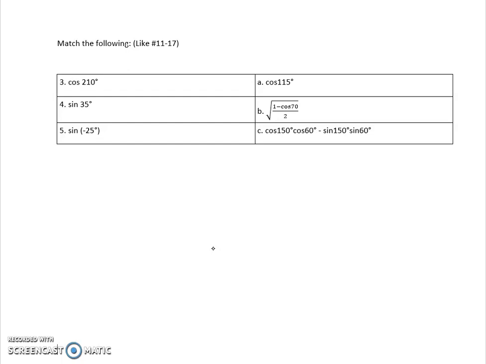I think I see a typo here. Let's see what happens. Okay, so let's see. Not obvious what to do with cosine 115, so let's go to the next one. 1 minus, okay, so B is 1 minus cosine 70 over 2. So if you look at your formula sheet, that should jump out to you as a half angle identity. So the 1 minus, they both look very similar. The 1 minus cosine is the sine half angle identity.